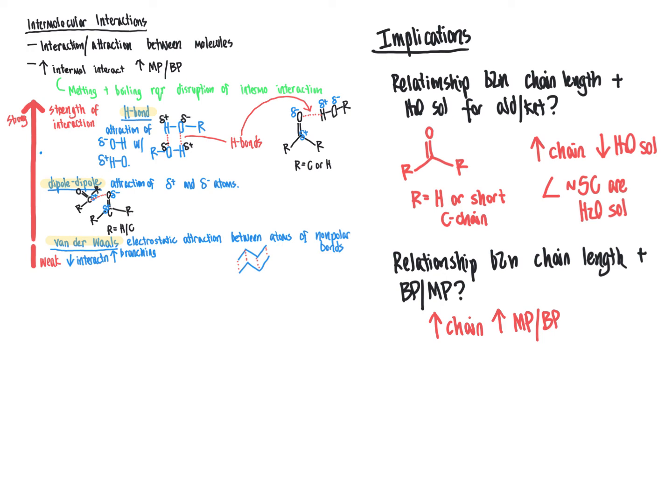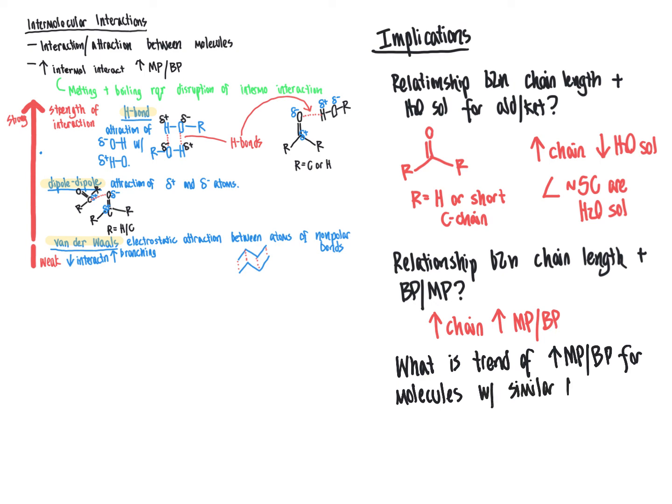What about another example problem where we're going to look at establishing the trend in melting point and boiling point? So what is the trend of increasing melting point and boiling point for molecules of a similar molecular weight? So in other words, a similar size, similar number of carbon atoms, for example. What is the trend of increasing melting point and boiling point for molecules with similar molecular weights and the following functional groups?